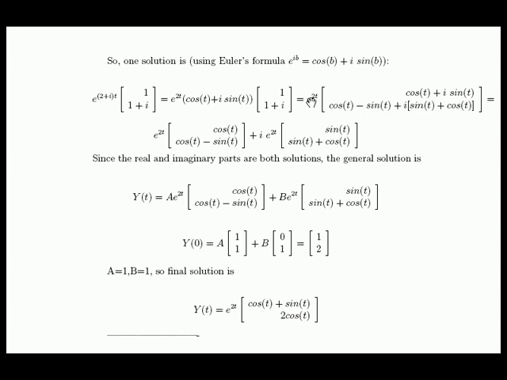e to the 2t, multiplying both of them, e to the 2t times (cosine t minus sine t), and then the i, e to the 2t times (sine t plus cosine t). So notice that this is the solution for one of the eigenvalues, one of the eigenvectors. We know this is the solution of the differential equation, and the only place i appears is here.